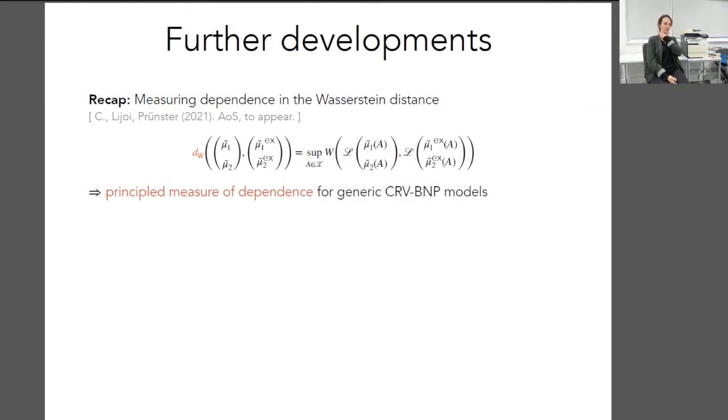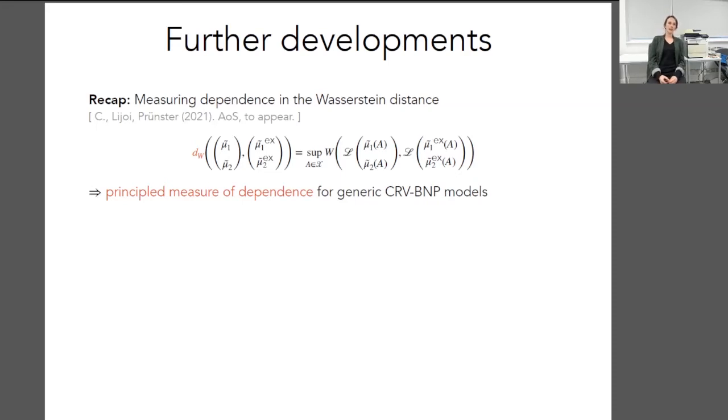So basically, the main contribution of our work with Antonio and Igor has been to, first of all, introduce for the first time a distance between completely random measures and completely random vectors, which I believe can be of use in many other contexts in Bayesian nonparametrics, also beyond the measurement of dependence. And then the second idea is that to measure the dependence between these infinite dimensional random objects, such as random measures, probably one of the most intuitive ways to do so is by introducing a distance.